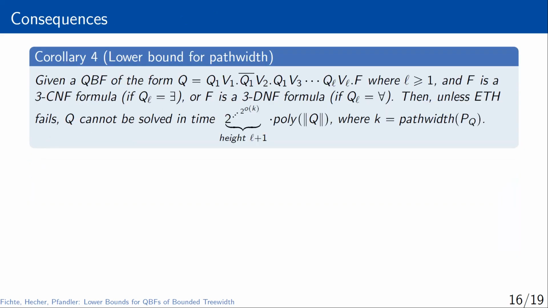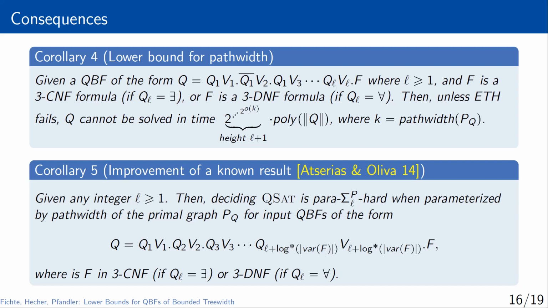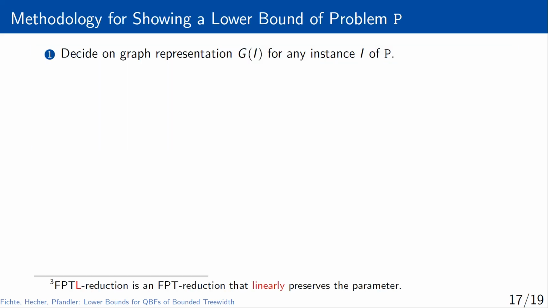By construction of our reduction, the result immediately carries over to the weaker parameter pathwidth, which considers only path decomposition, that is a tree decomposition whose tree is a path. This can even be further generalized to a slightly weaker parameter, thereby providing a stronger lower bound result. With the reduction, we were also able to improve a known result on para-sigma LP hardness, where for details we refer to the paper.